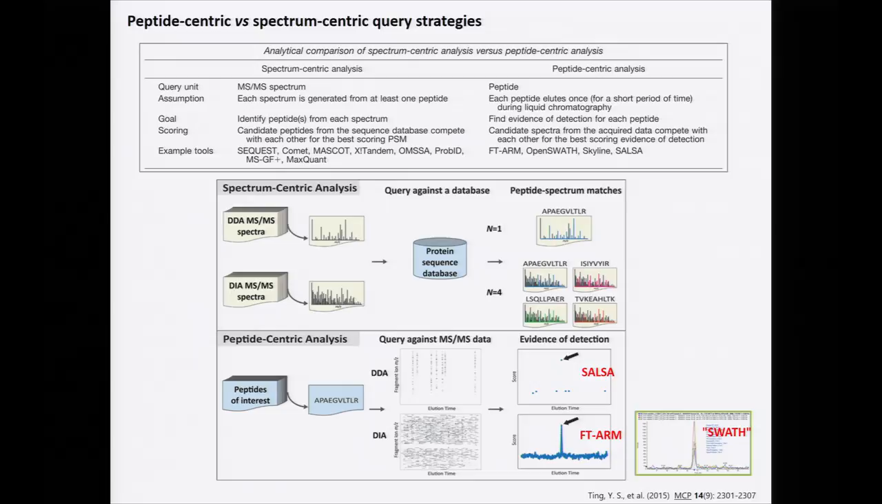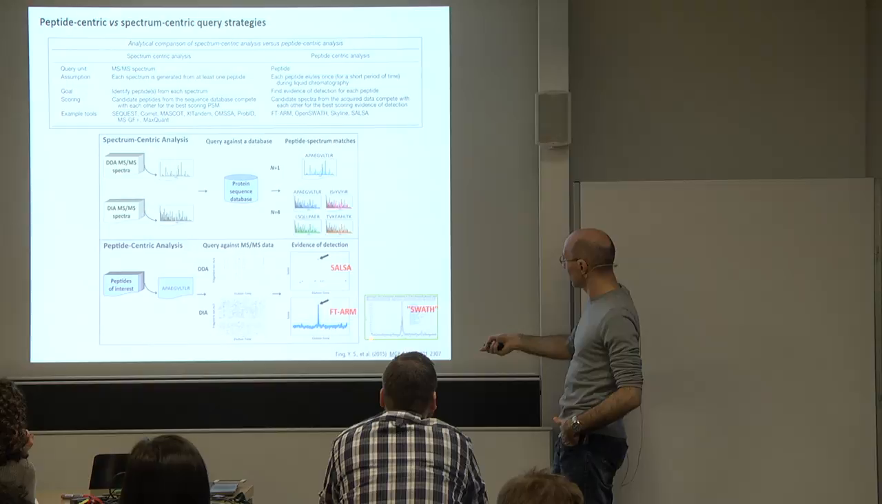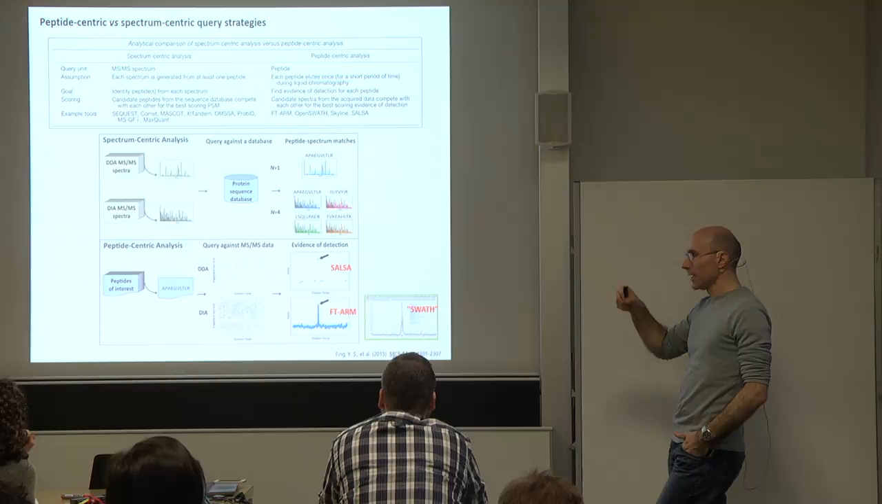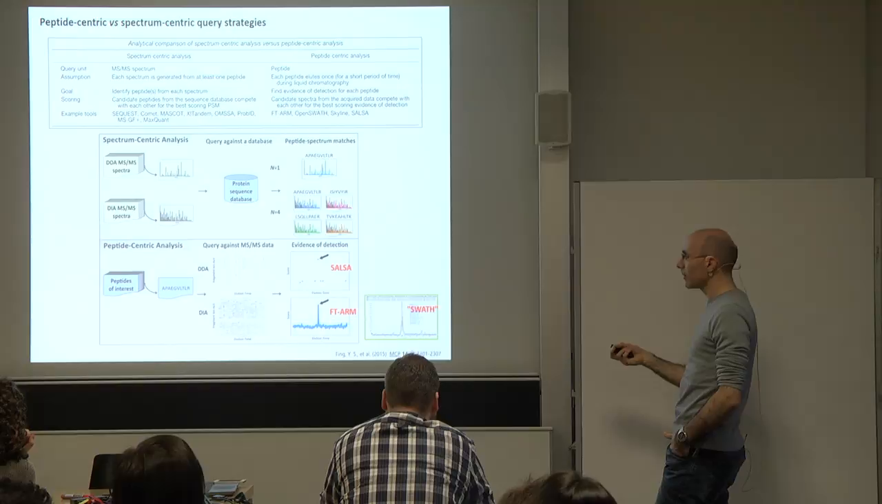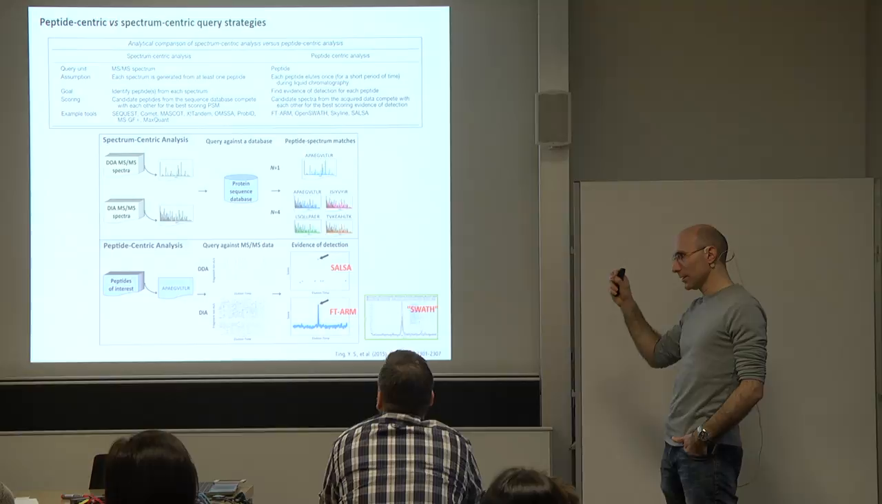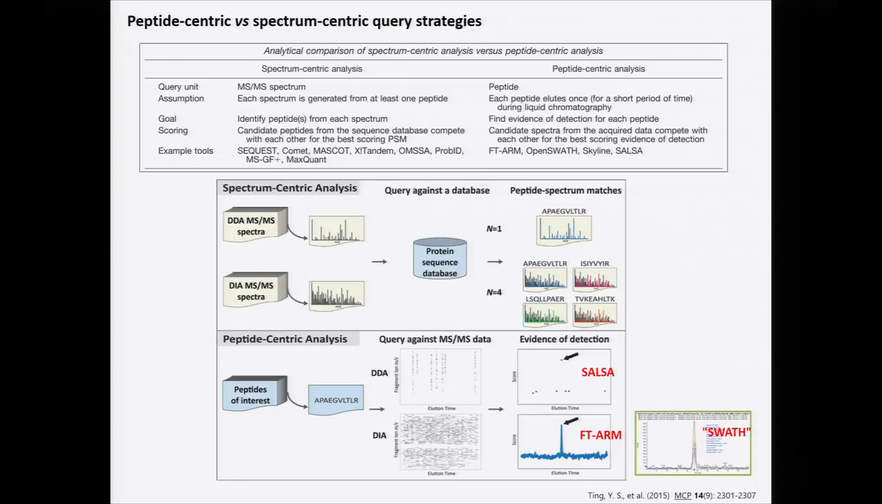But now with DIA, if you have this FTRM, or if you use the SWATH type of extraction of fragments, then you have coelution of different fragments as evidence of your peptides. The idea is that you restart from a question: is this peptide present in my data? You interrogate your data, you get a certain score, and this score is a proof of evidence of that peptide in your data.